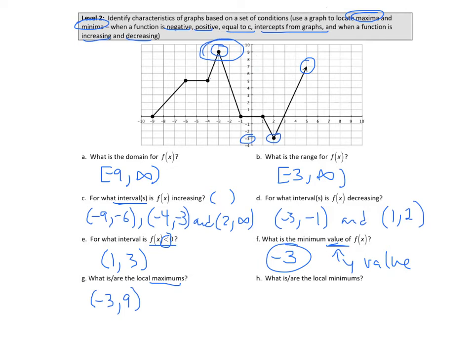And then a local min is also a point, and that's going to be like the bottom of a valley. So a local min in this graph would be this point right here, where you have a point that's lower than any other point around it. And that would be 2, -3.